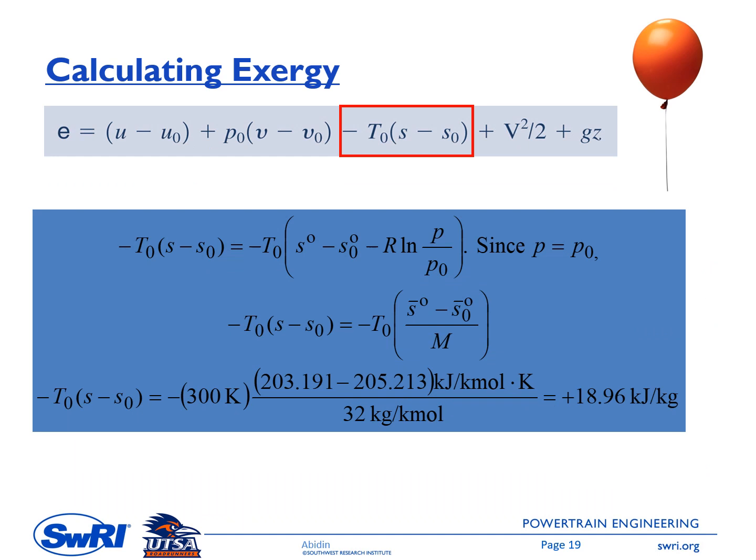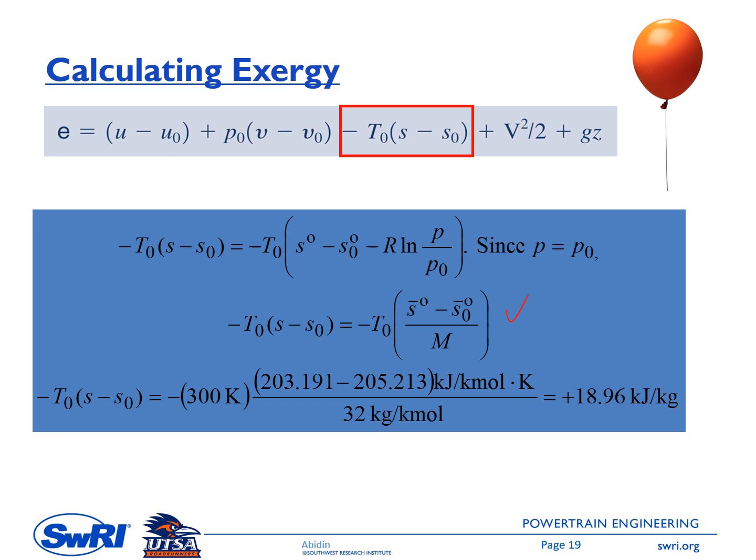Next one is to calculate the third term on the right side. So this is T0 times S minus S0. In this case, we use the correlation in chapter 6 of THERMO 1. So delta S here equal to, see here, S with the degree sign that you can get from the table. Okay. So S minus S0 equal to S degree minus S0 degree minus R times ln, the natural logarithm of P over P0. And then because P equal to P0, you can simplify the formula with this one. And you can get S degree and S0 degree from table A23 as well.